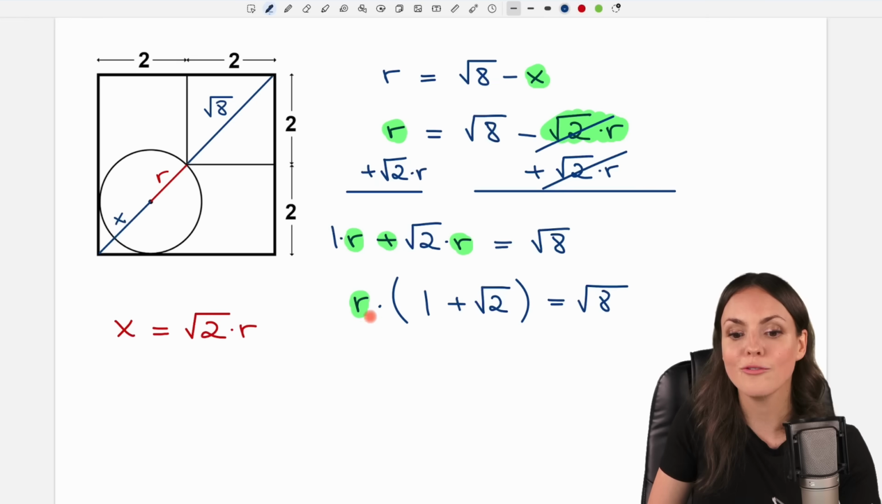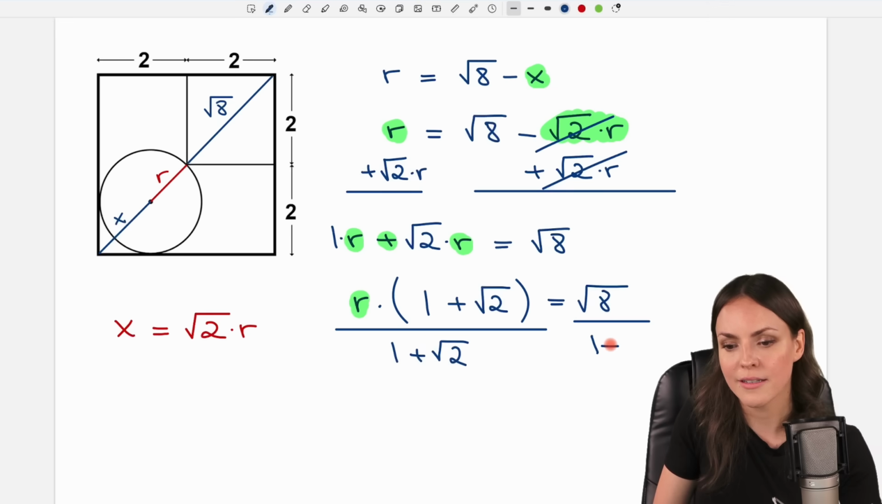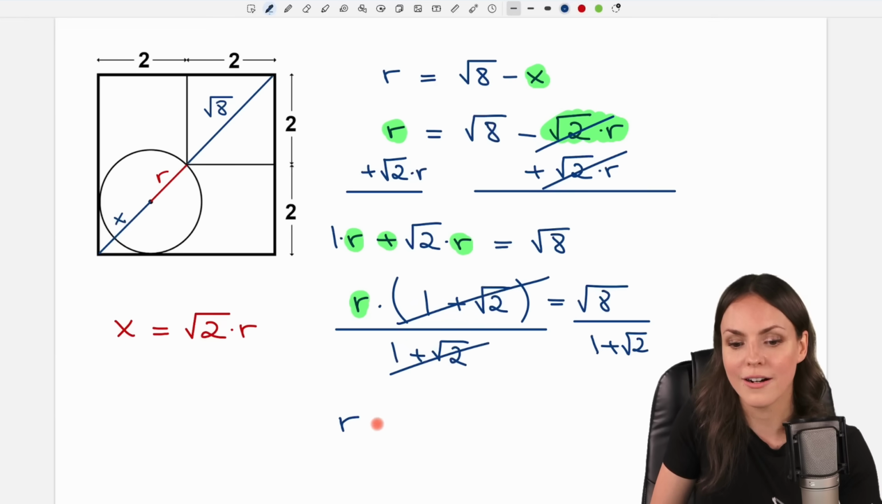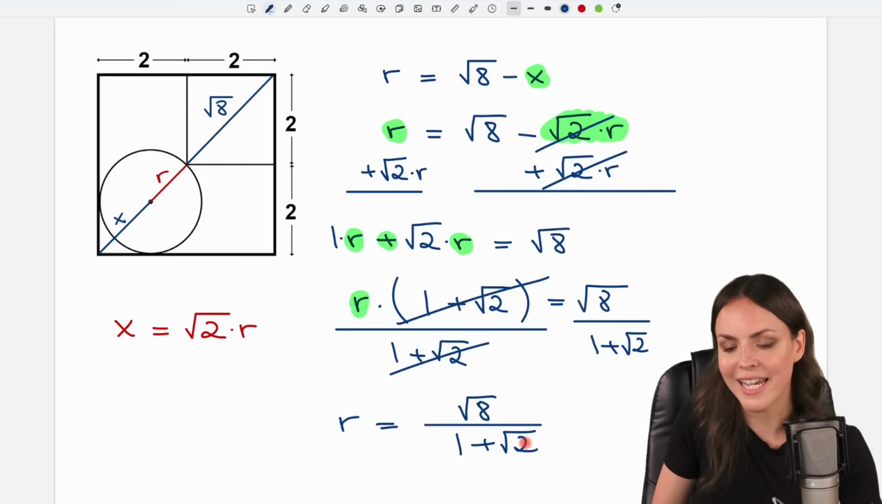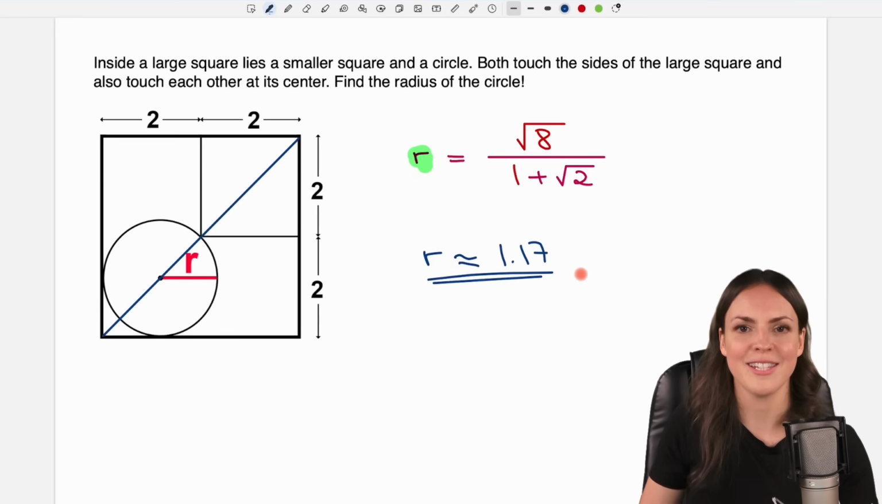Now, to be able to solve for r, we want to get rid of the parentheses, so let's divide both sides of the equation by 1 plus the square root of 2. Here, the same thing. This cancels out. Only our r is left. We're getting there. We have the square root of 8 and 1 plus the square root of 2 in the denominator. So this is our result for our radius. And if you want to calculate this, this is around 1.17, and we solved this problem.